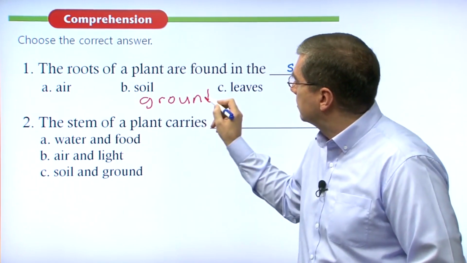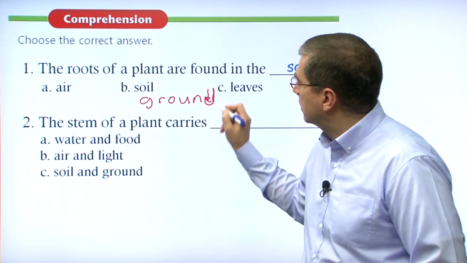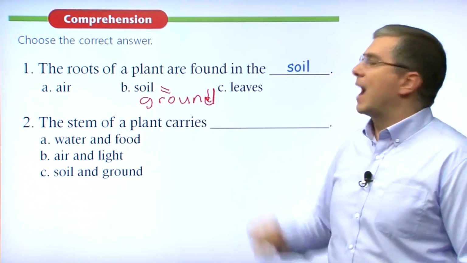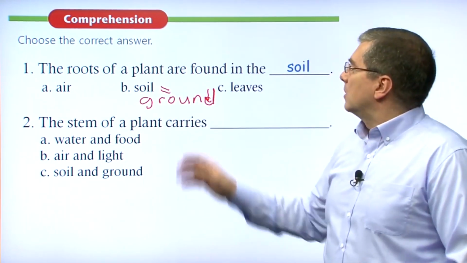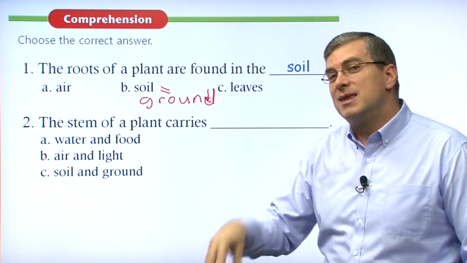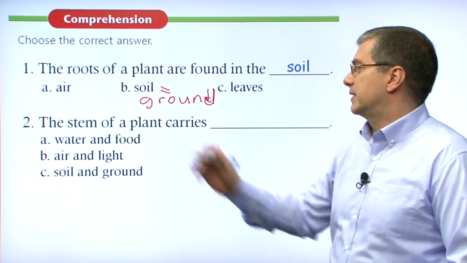G-R-O-U-N-D. Whoops, my D is strange. I'm sorry, D. Okay, so soil is the same as ground. So the roots of a plant are found in the soil. The roots of the plant are found in the ground. Okay, let's move on to the second one.